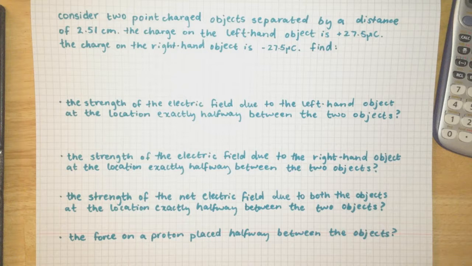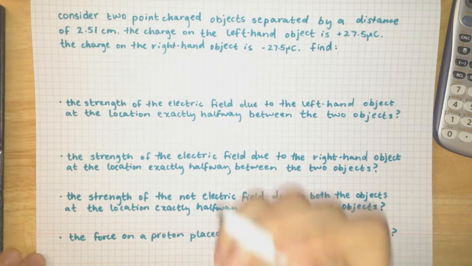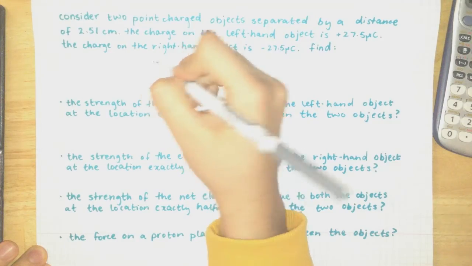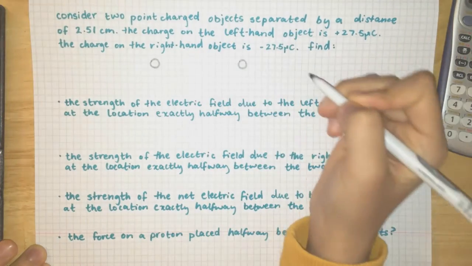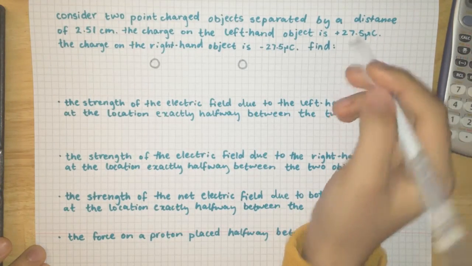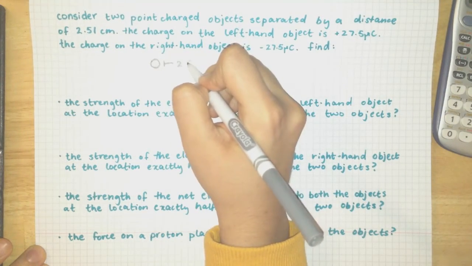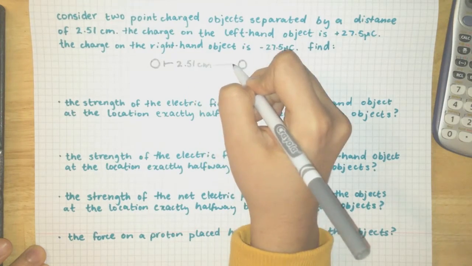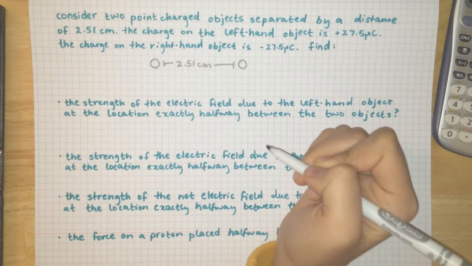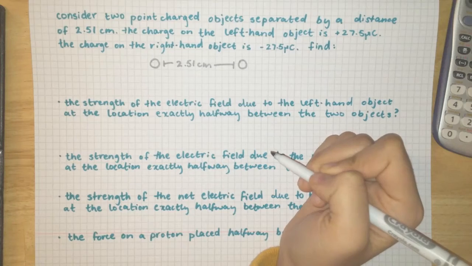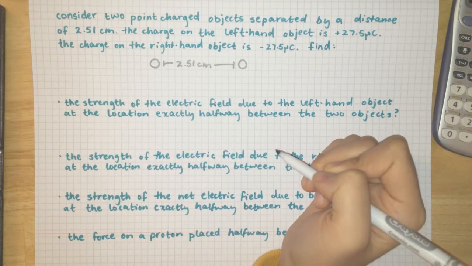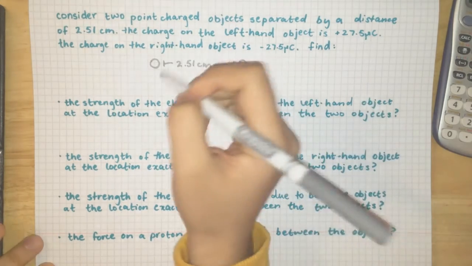Before we move on to those, let's first draw a picture just to help us visualize this problem a little better. So we have 2 objects, one on the left and then one on the right, and the distance between them is 2.51 centimeters. And so the charge on the left one is positive, and then the charge on the right one is negative, and both have the same magnitude of charge.